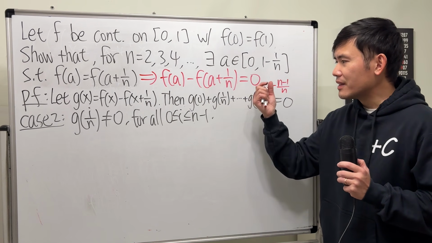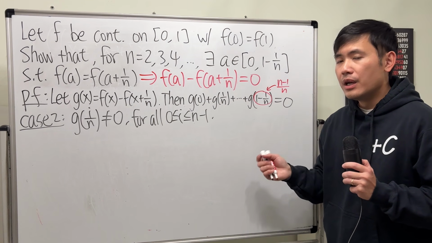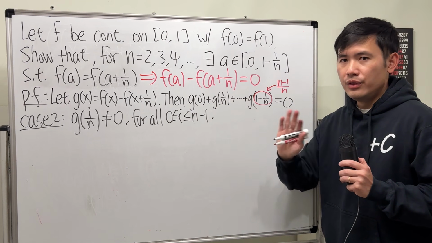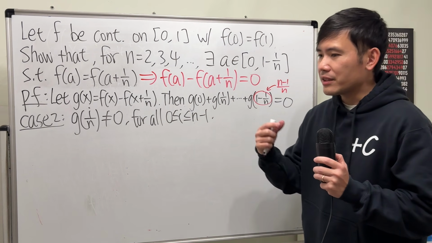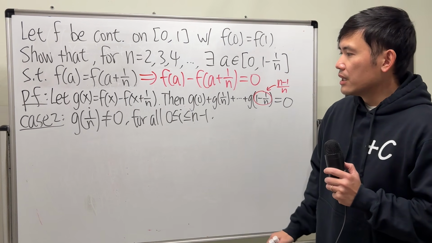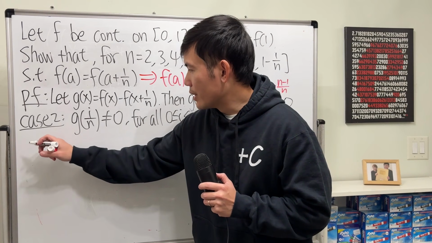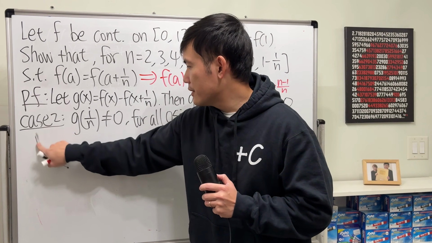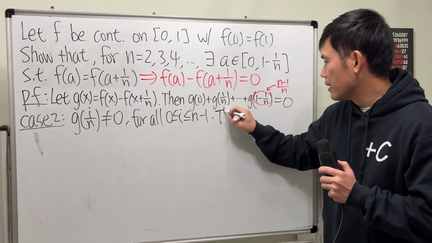Well, we must have some negative term and some positive term. But we're not saying that this is exactly the opposite of that. No, we are not. We're just saying some term is positive and some other terms are negative. That's all we need to say. So I will just write this down to make this more clear.